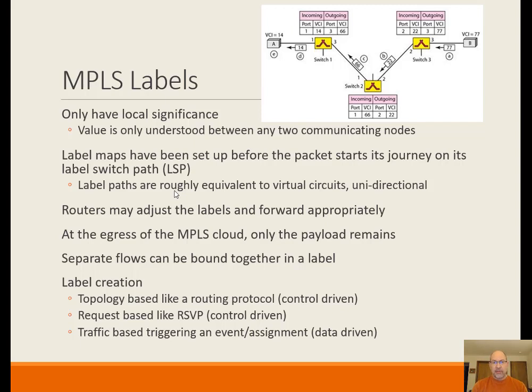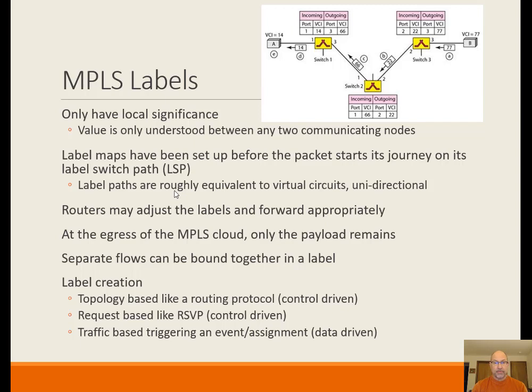Routers may adjust or modify the labels because, of course, they have only local significance. At the egress point of the MPLS cloud, the last tag is what we call popped. It's removed, and then the only thing that's left is the original datagram. You can take separate pathways and bind them together. So I got a label here and a label here. I can bind them together so that going forward, they have only one label. That handles the forwarding for both.